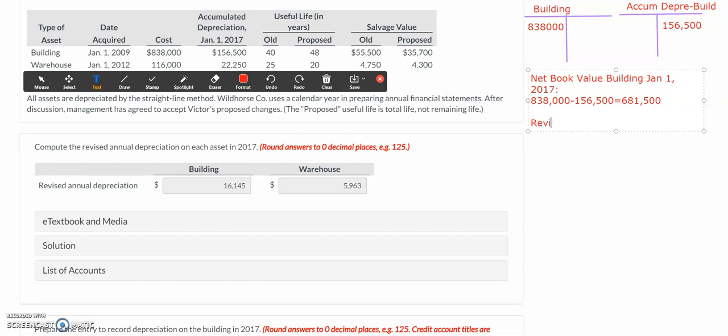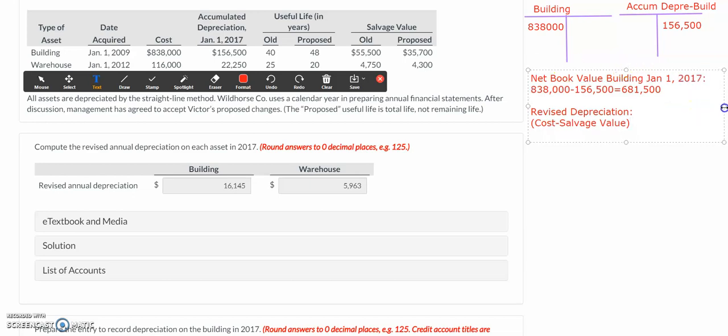Then we can compute our revised depreciation, and our formula for our depreciation is our cost minus the salvage value. But instead of using our cost when we're revising our depreciation, we're actually going to be taking the net book value, whatever is left from the cost that has not been depreciated yet, divided by the useful life. And for this, we're going to be considering the remaining or the proposed useful life. So we're going to go ahead and start off with $681,500 minus the proposed salvage value of $35,700.